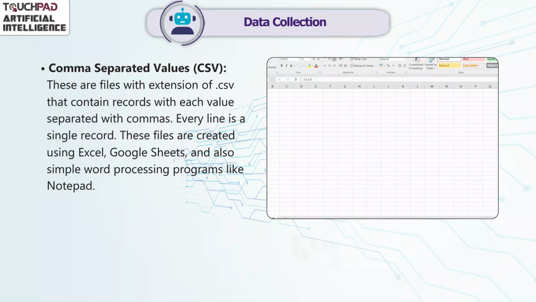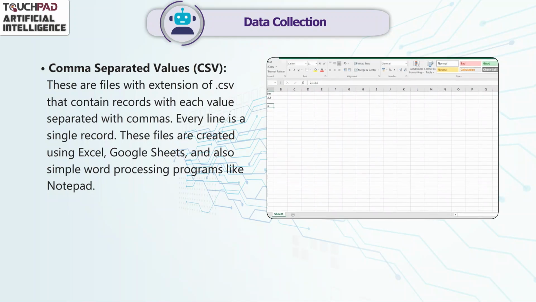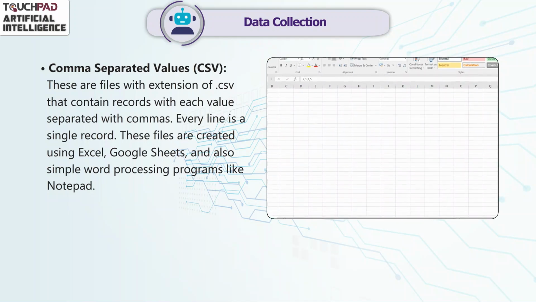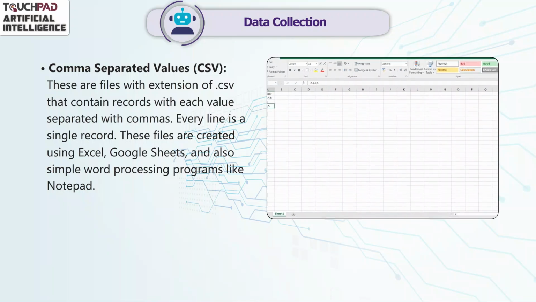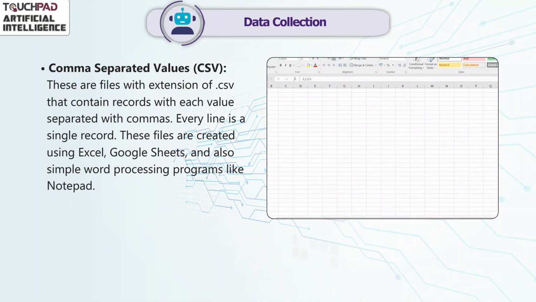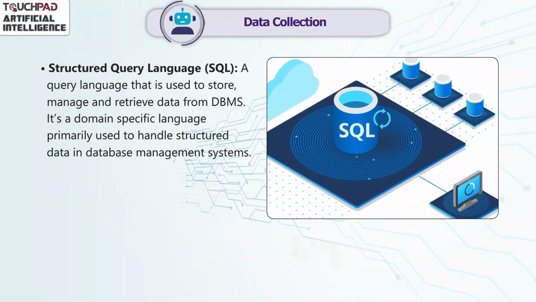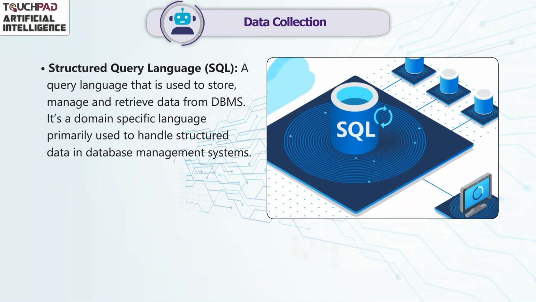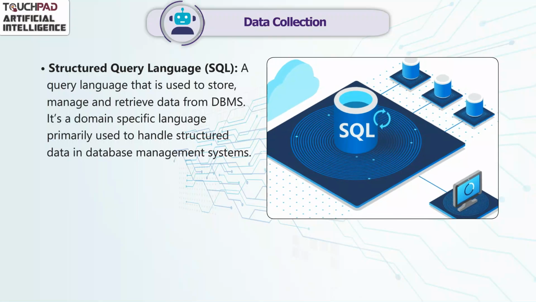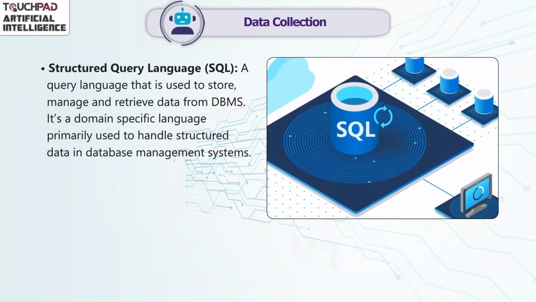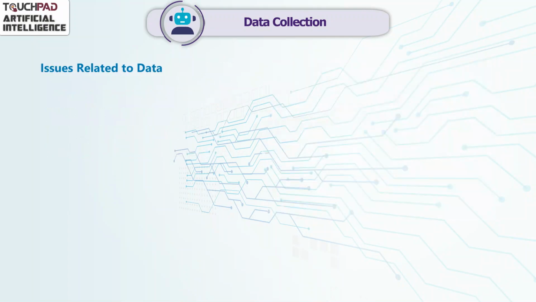Comma-separated values, CSV. These are files with the extension .csv that contain records with each value separated by commas. Every line is a single record. These files are created using Excel, Google Sheets, and also simple word processing programs like Notepad. Structured Query Language, SQL. A query language that is used to store, manage, and retrieve data from a DBMS. It's a domain-specific language, primarily used to handle structured data in database management systems.